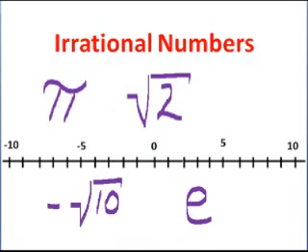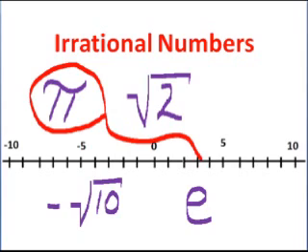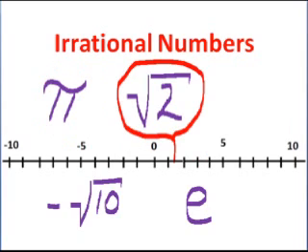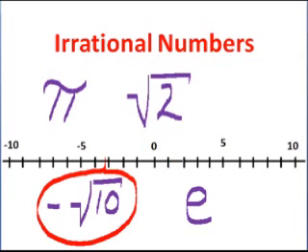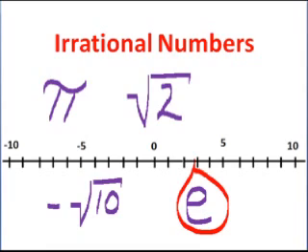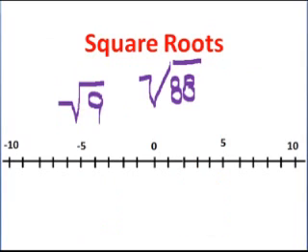All right, so irrational numbers fit on the number line. Pi fits about there, and square root of 2 fits somewhere between 1 and 2. Negative square root of 10 fits about right there, and e, a number that's used in higher level mathematics, fits there about on the number line. And these are all irrational numbers. We'll take a look at irrational numbers here in just a few moments.